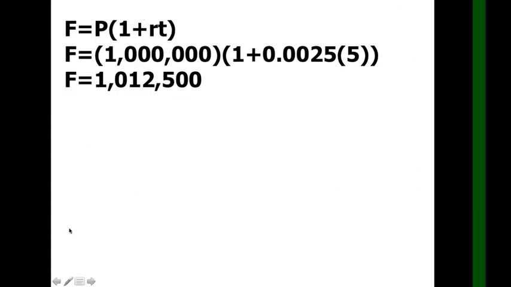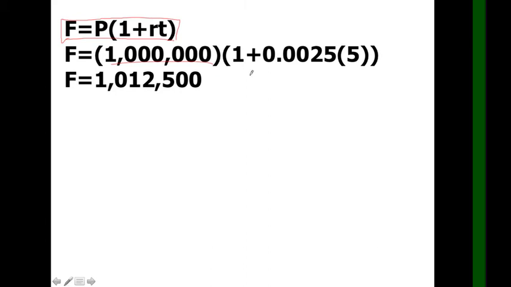So the formula that I used in this problem is F equals P of quantity 1 plus RT, because we're looking for the maturity value. At the same time, the given is equivalent to this formula. You can go back to the first part of the video so that you can see the different formulas in finding the future value. So, the P is 1 million as given. And then we have 1 plus 0.0025 times 5.